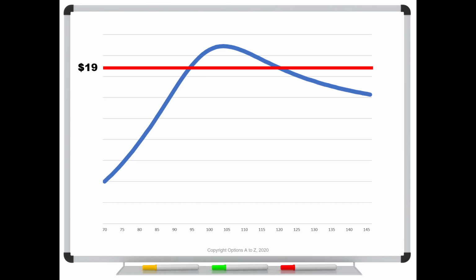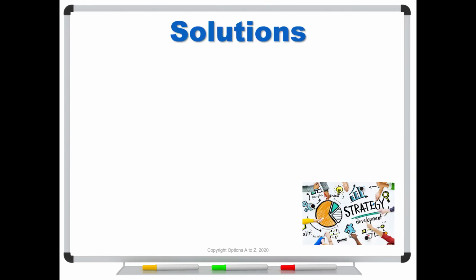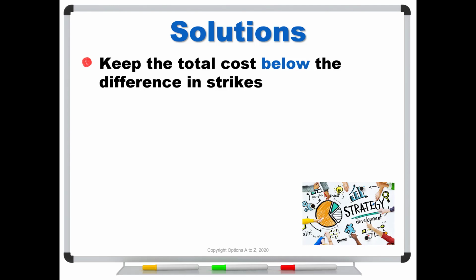And that way, if both options end up going deep in the money, there's really no harm done. So what are some solutions? Well, again, remember what your goal is. It is to keep the total cost below the difference in strikes.